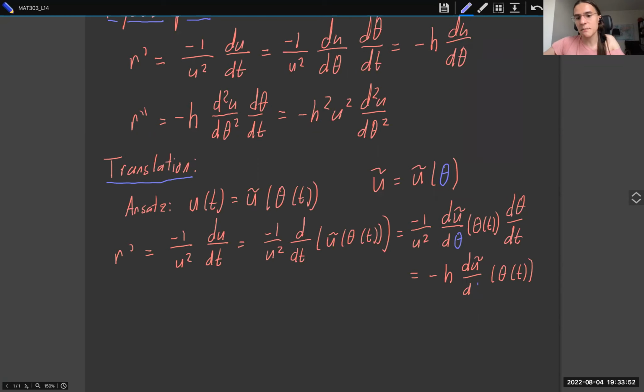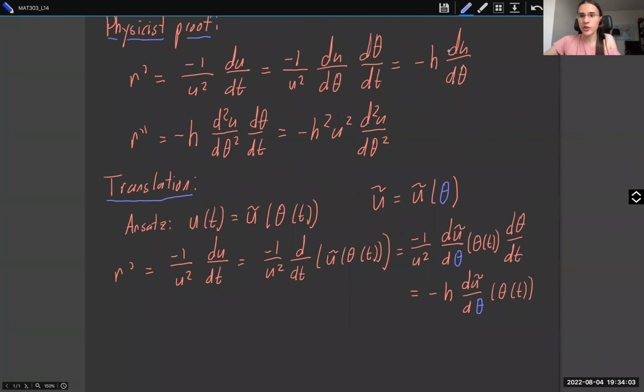So now we see basically that this theta and this theta, they mean different things, and this u tilde and that u tilde and that u, they mean different things. Whereas in the physicist arguments, you don't see that, right? But here, now we're able to make this rigorous with this ansatz.